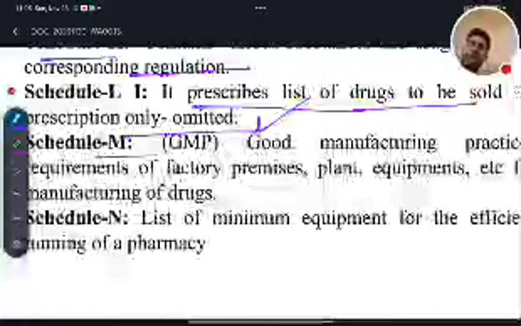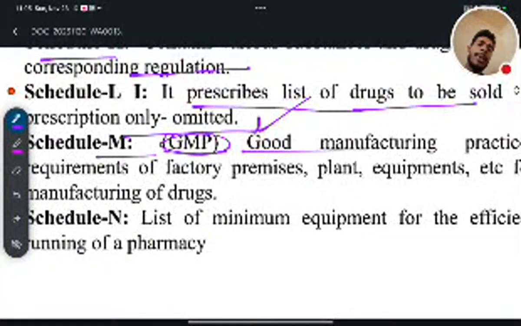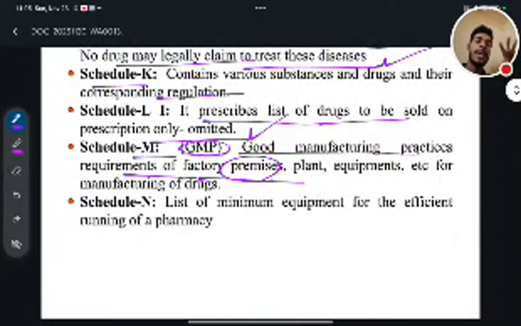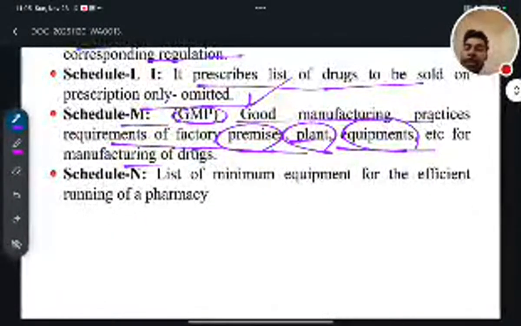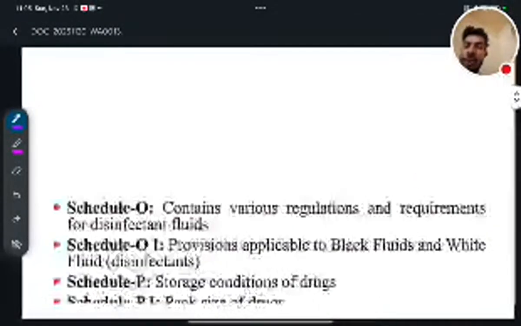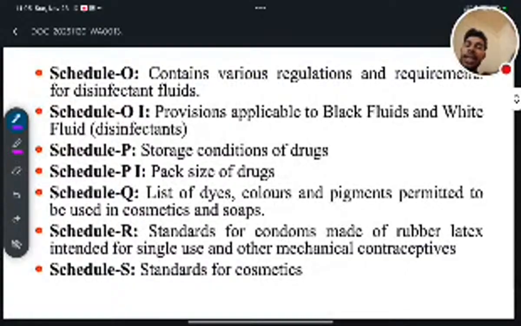Schedule M. M is related to GMP, that is good manufacturing practices. So good manufacturing practices require effective premises. Premises means space, area, and the plant and equipment required, etc., for the manufacturing of drugs. Schedule N, list of minimum equipment for the efficient running of a pharmacy. So what equipment is required to run a pharmacy is written in Schedule N.